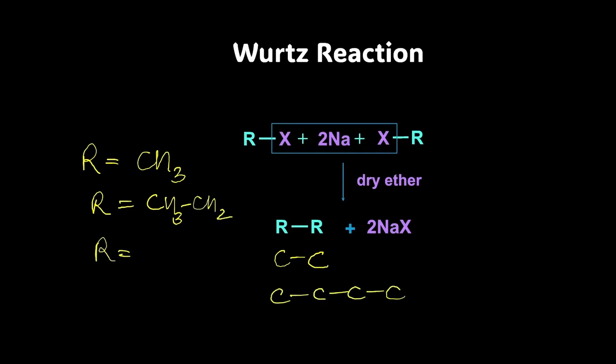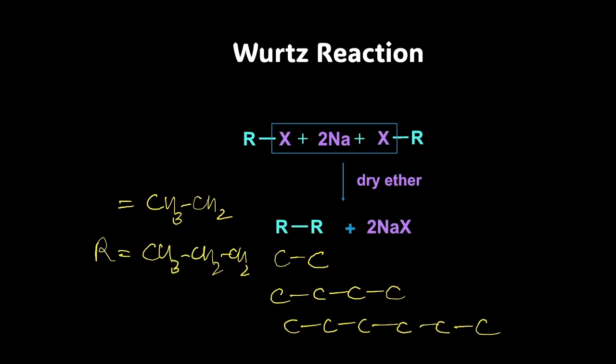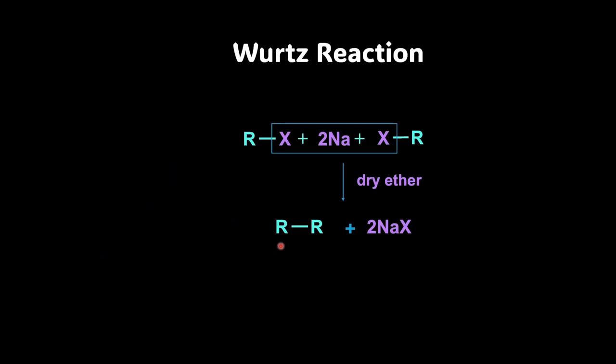If my R is propyl, a 3 carbon, even if you're taking an odd carbon, what you end up getting is a 6 carbon product. That is hexane. So even plus even also gives you even. Odd plus odd is also going to give you even. That's the odd-even chemistry out here. Okay, so my question to you is, is there any possibility whatsoever to get an odd number of carbons in the product?